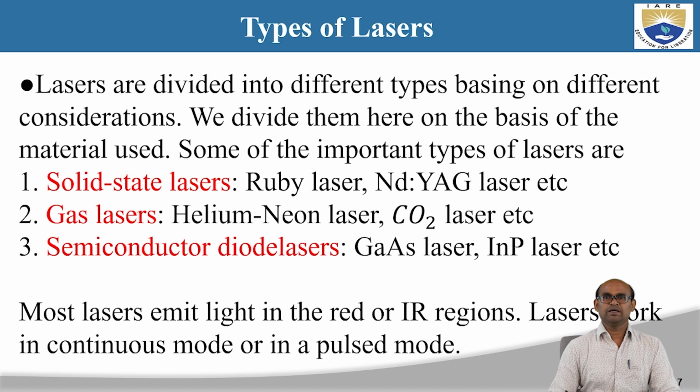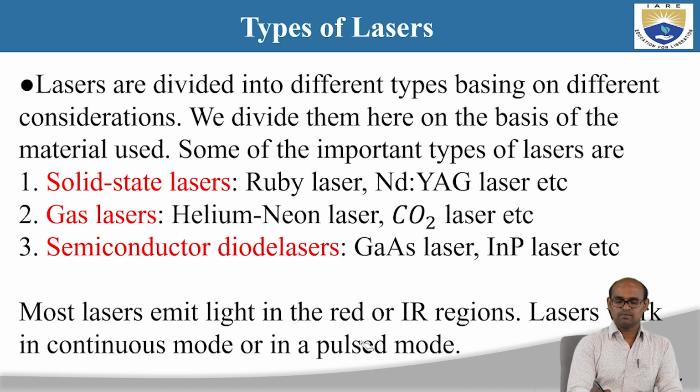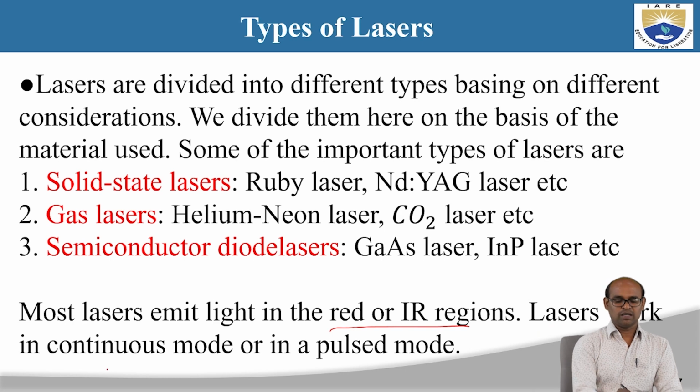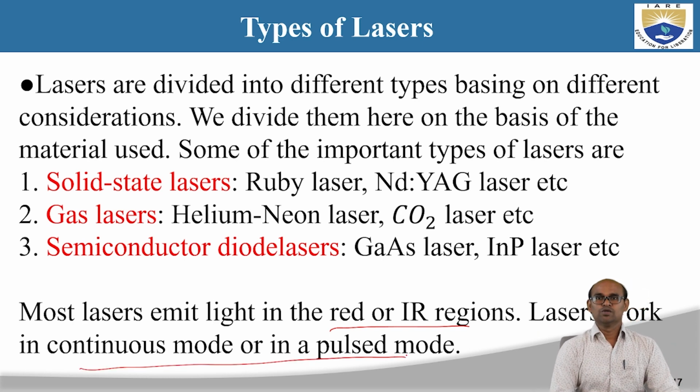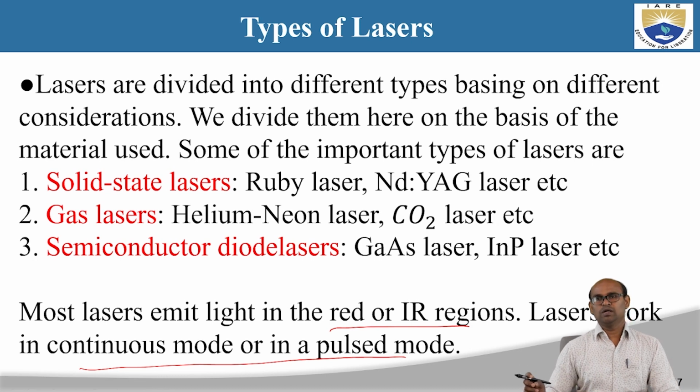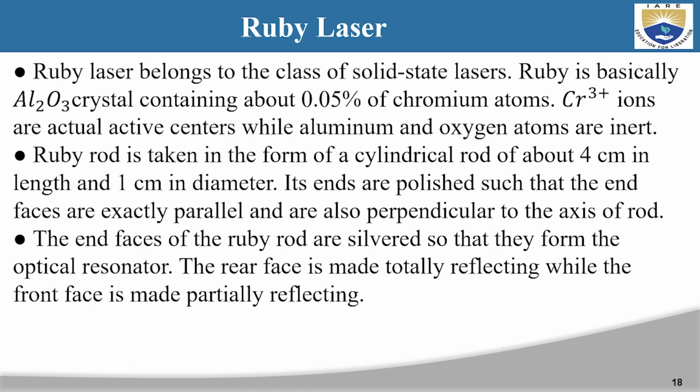Most of these lasers emit light in the red or infrared regions. Lasers work in continuous mode or in a pulsed mode. So the output that we are going to get can be a continuous beam or it can be a pulsed laser. So you will get one laser pulse, and after some time delay there can be another laser pulse, so that is called pulsed mode. So you can have the laser output as a continuous laser beam, or you can have a pulsed laser output.